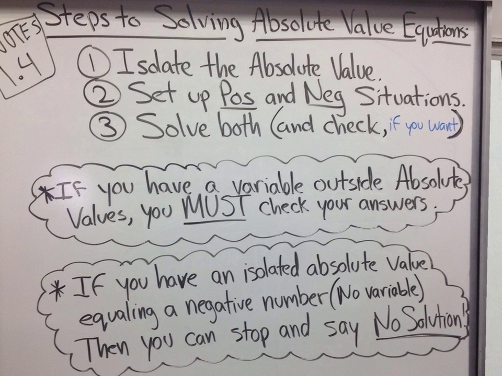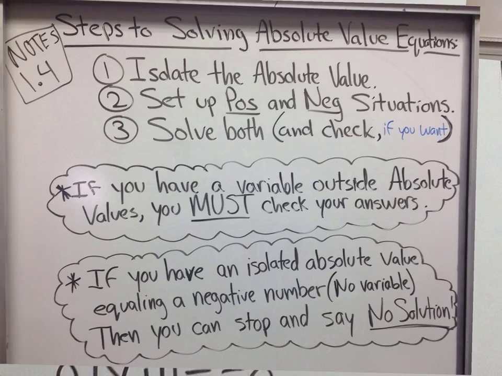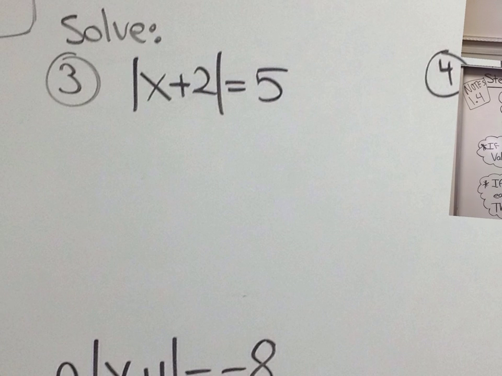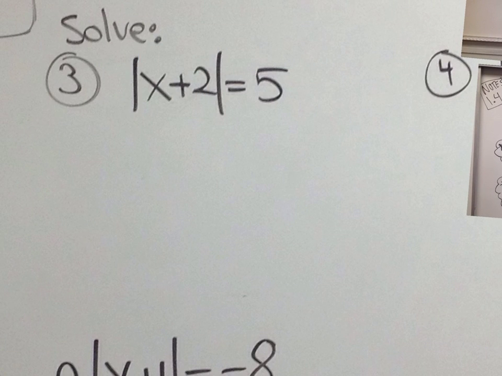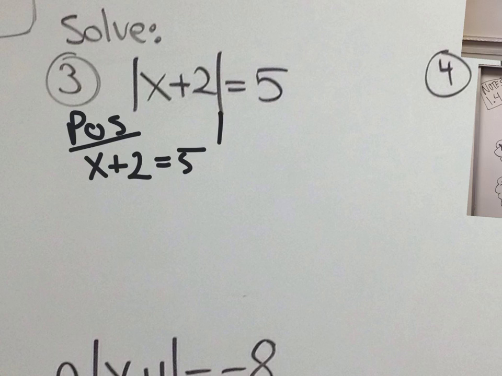What is step 2? Set up the positive and negative situations. So this is where we have to be very careful when we set up the positive and negative situations. When we set up the positive situation, we're simply going to rewrite it exactly the way it is without the absolute value signs. Positive situation, it's going to be x plus 2 equals 5. Notice that there's no more absolute values on there.